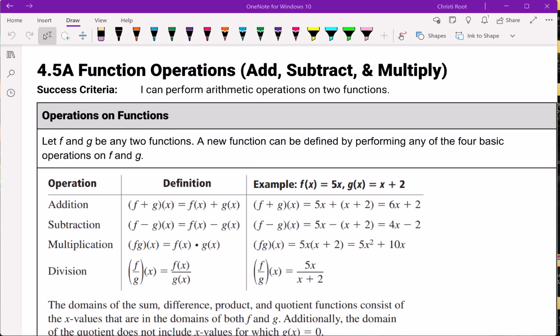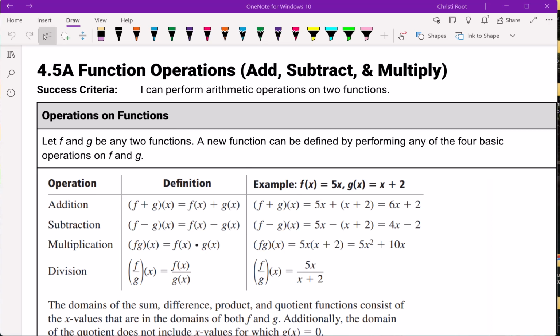Okay, so today's video is on lesson 4.5a. Lesson 4.5 is split into two lessons. The first part is going to focus on adding, subtracting, and multiplying, and then the second part is going to be on division and real world situations.